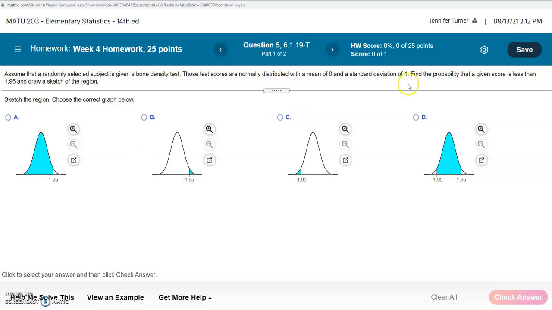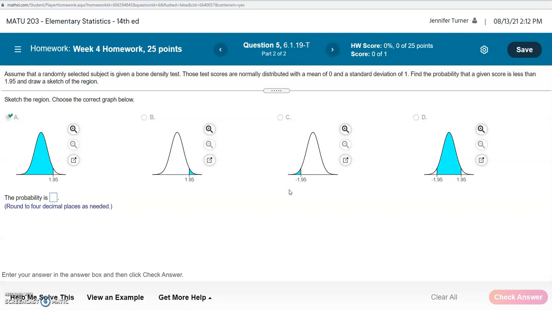So for this one, we're supposed to find the probability, that means find the shaded area, that a given score is less than 1.95. So if I look at all these different options, I see 1.95 down here in the bottom axis for everything. So the correct graph is going to be letter A. So here's 1.95, and then the area that's been shaded is the area less than, or to the left of, that 1.95. In these graphs, less than means to the left, more than or greater than means to the right, and between, of course, would mean between two values that you would be given. So less than would indicate this type of picture.